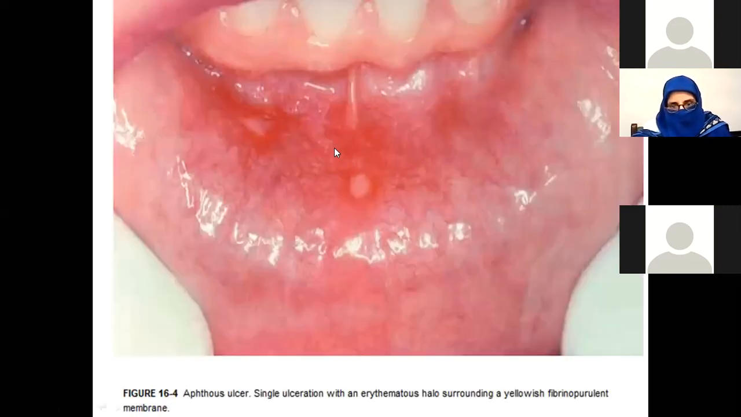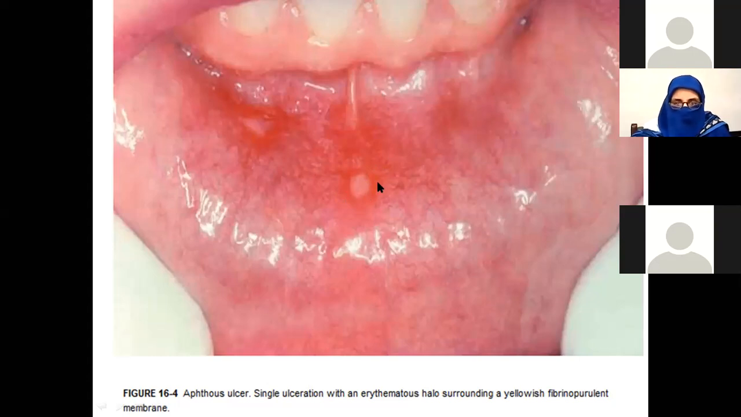This is aphthous ulcer. Again, if I have to describe this, this is oral cavity. I can identify teeth over here. This is normal pink mucosa of the oral cavity, and then there is something which is sitting over here. Why it is different from the surrounding? This is a deeper ulcer.